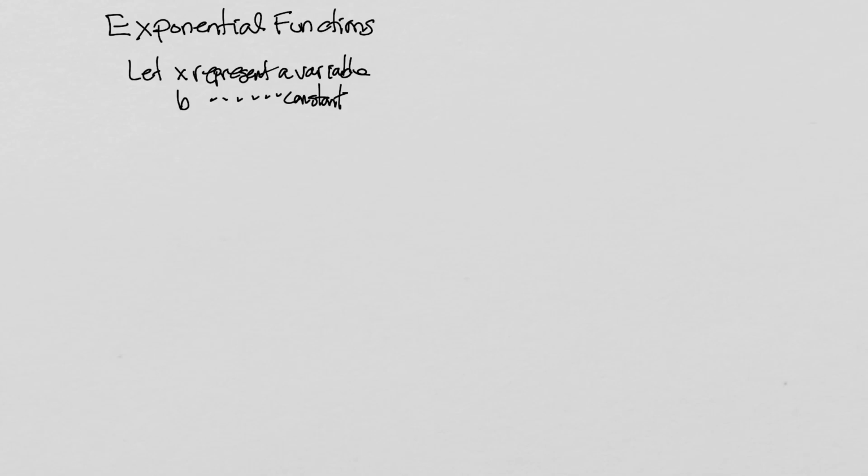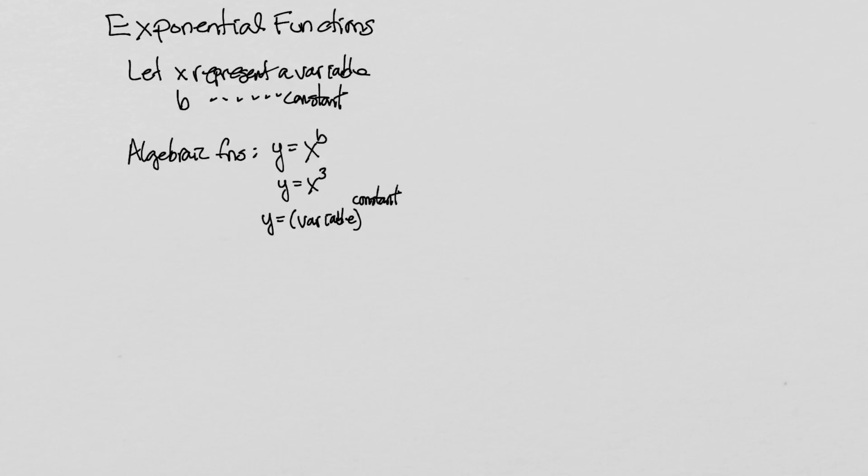Now, the functions that we've been looking at so far have been algebraic. Algebraic functions look like this. Maybe like y equals x to the b. Here's an example: say we have y equals x to the third, and the form that we have is this. We have a variable, so y is equal to a variable raised to a constant. Now that's algebraic.